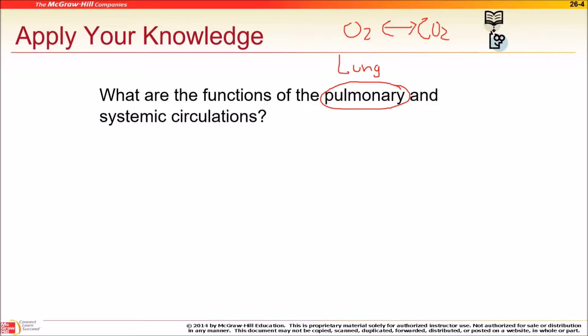All right. Systemic. Where does that go to? Your brain. Well, part of it. The body, right? The whole body. What's the function in the body then?